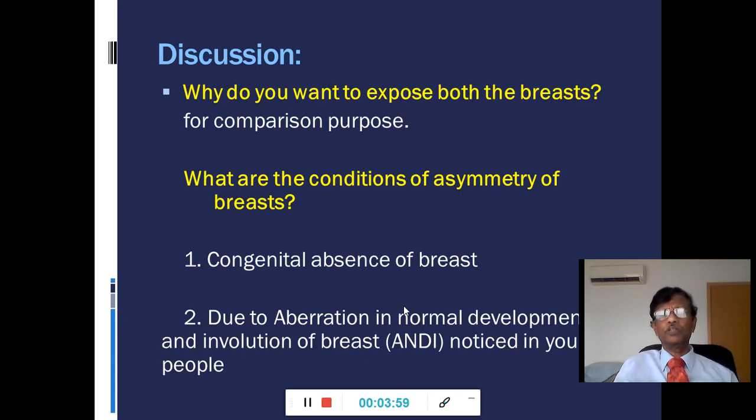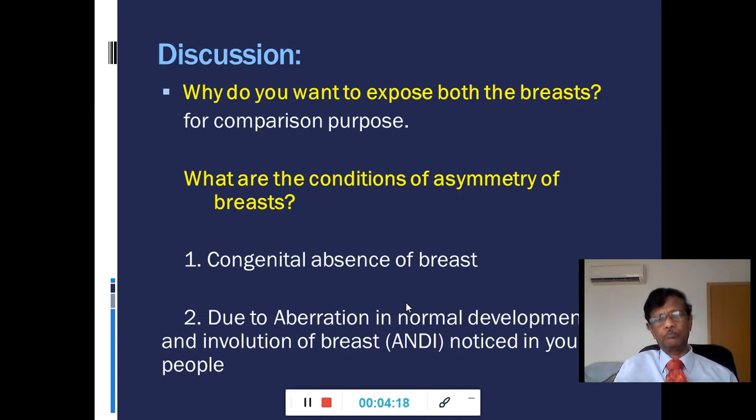Why do you want to expose both the breasts? For comparison purposes. Yes, it is good for comparison, especially to note asymmetry and also so that any swellings can be prominently seen. Yes. What are the conditions of asymmetry of the breast?